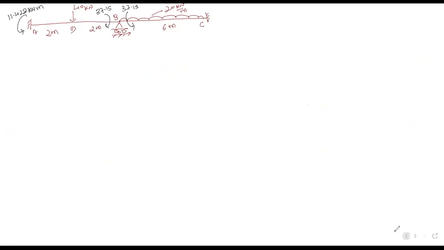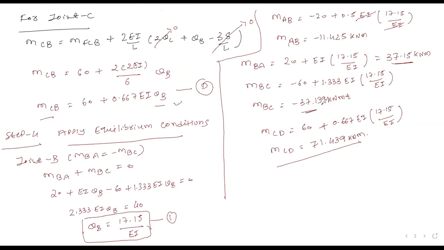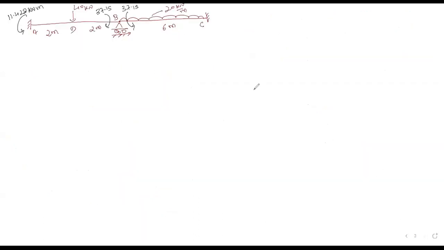Just see, MBC is also 37.15, 37.139. That means 37.14, that is nothing but 37.15. And MCD is 71.439. I hope it is clear to all of you. Plus, therefore we will write positive. Is it clear, students? Please confirm me. Is this much clear?